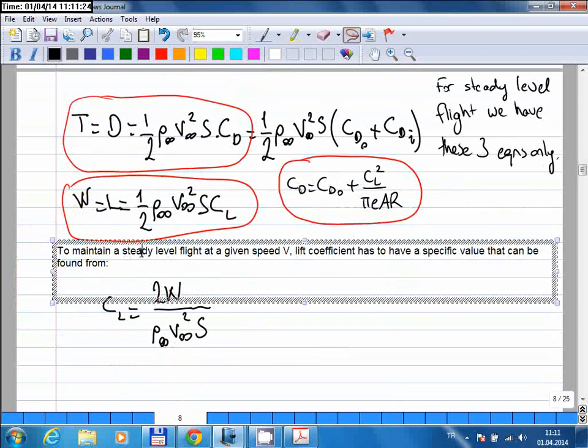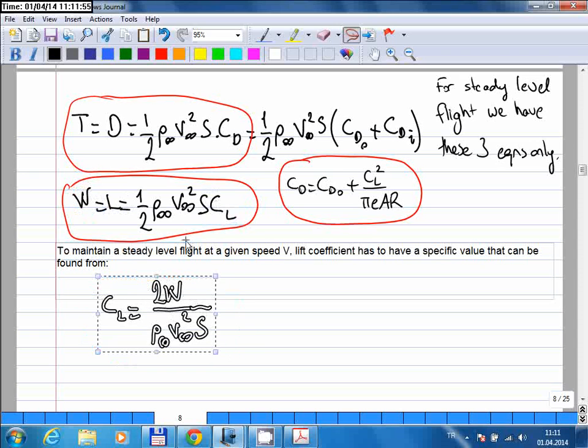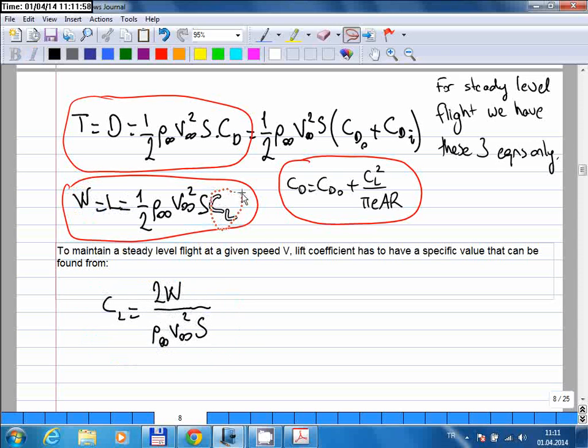To maintain a steady level flight at a given speed V infinity, the lift coefficient has to have a specific value that can be found from this equation. So in steady level flight, this equation should be satisfied. From this equation, I can find out what the lift coefficient should be. If I want the lift force to be equal to the weight of the aircraft, then the lift coefficient should have this specific value, which I basically use this equation to find the CL expression.